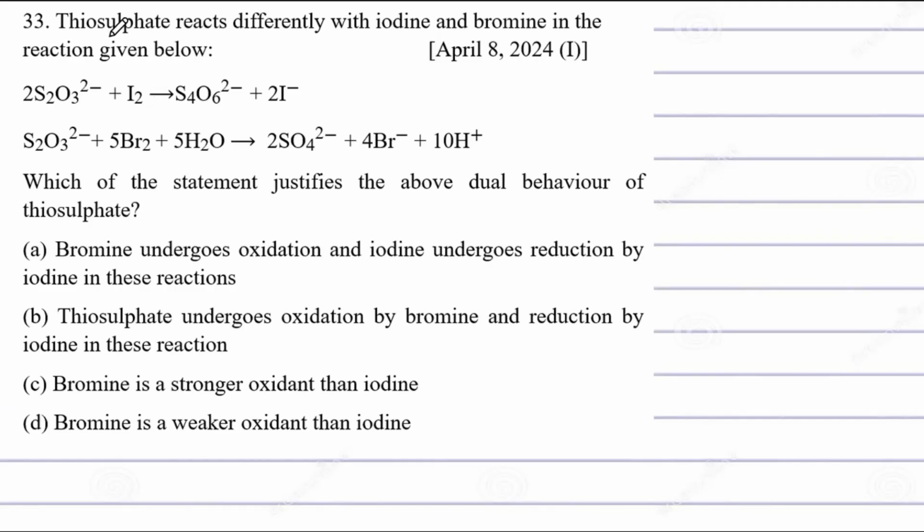The next question is, thiosulfate reacts differently with iodine and bromine in the reaction given below. So, 2 equations are given. Let us write the 2 equations in next page. The first equation is 2S2O3 2- plus I2 gives S4O6 2- plus 2I-.